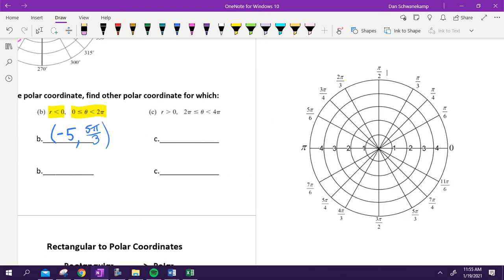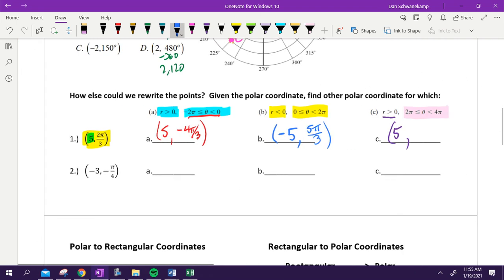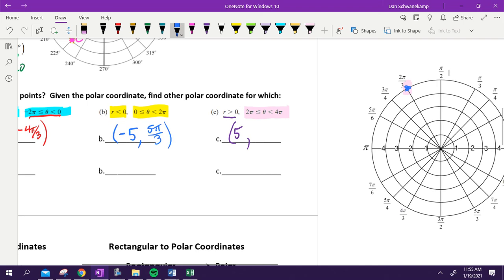Okay, last one. This time, I want the radius to be greater than 0. So my radius is 5. But I want the angle to be between 2 pi and 4 pi. So I want to get to this spot right here, but I want the angle to be between 2 pi and 4 pi. So what do I need to do with my original angle of 2 pi over 3 to get to be the same ordered pair? Add 2 pi. So if I'm adding 2 pi, it's like I'm adding 6 pi over 3. I'm going not only around, but around again. So it'd be the same thing as 5, comma 8 pi over 3.